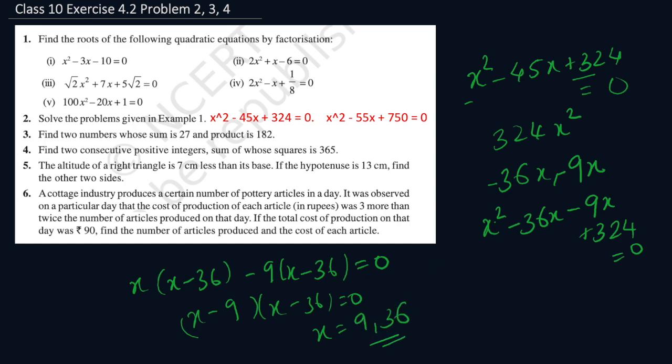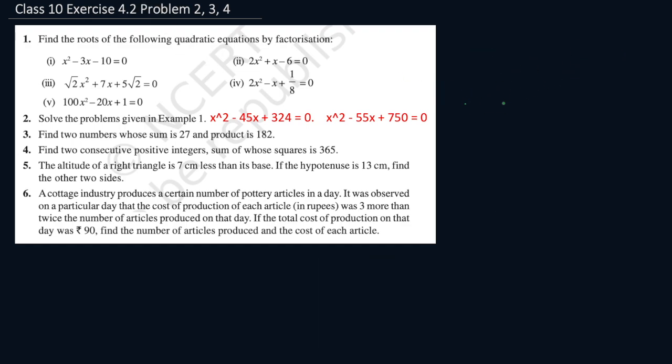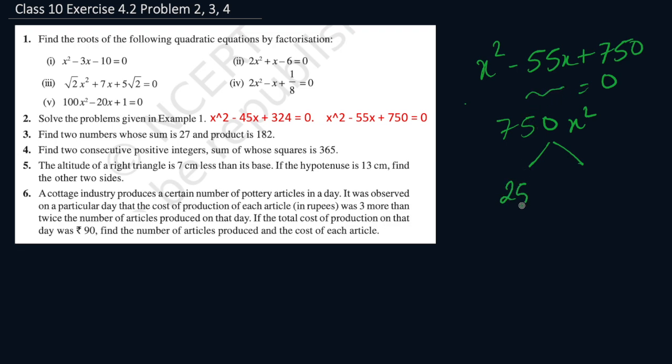Now let us see the second part of this question. The second part is x square minus 55x plus 750 equals 0. Now we know that we need to split 750x square into two parts such that the sum gives minus 55x. The split that we will do is 25x and 30x. So minus 25x minus 30x will give us minus 55x and its multiplication will give us 750x square.